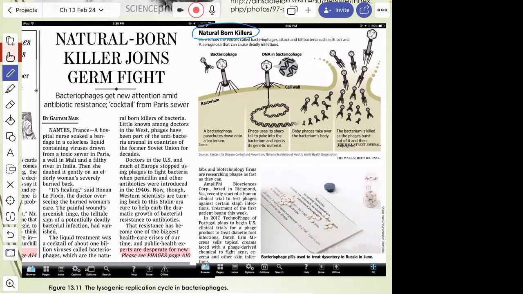And then I love this. It says baby phages take over the bacterium's body. Right? So, baby phages don't grow up into big phages, right? They're just assembled. We talked about that, but all in all, it's fine. Then they burst out of the cell.